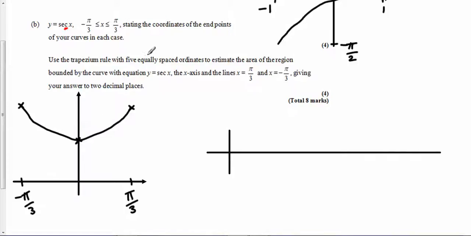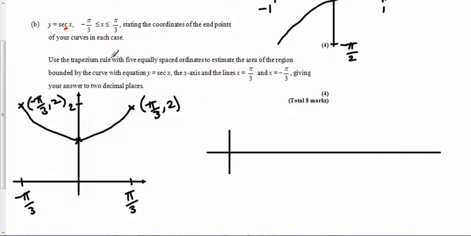It asks us to state the coordinates of the endpoint, so it's important that you make sure you write those coordinates in clear for the examiner to see. And there we go. So that's our graph of sec x.